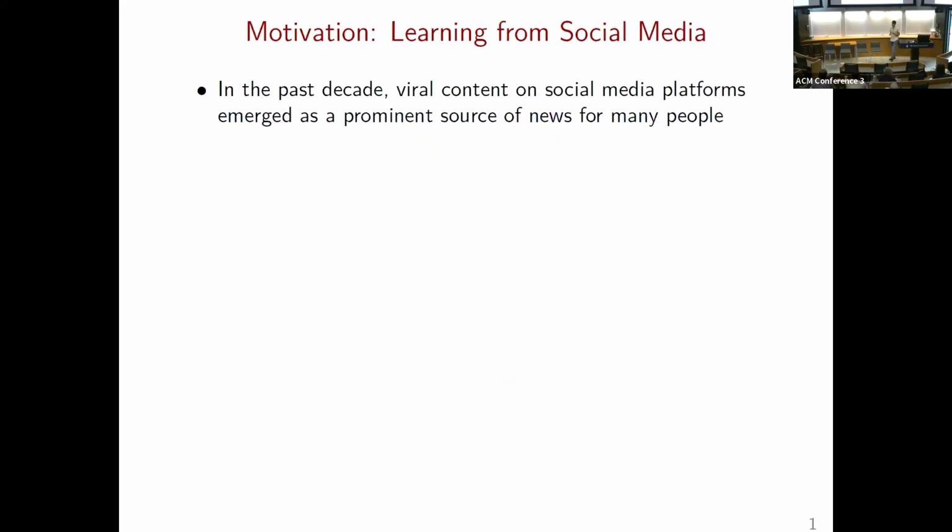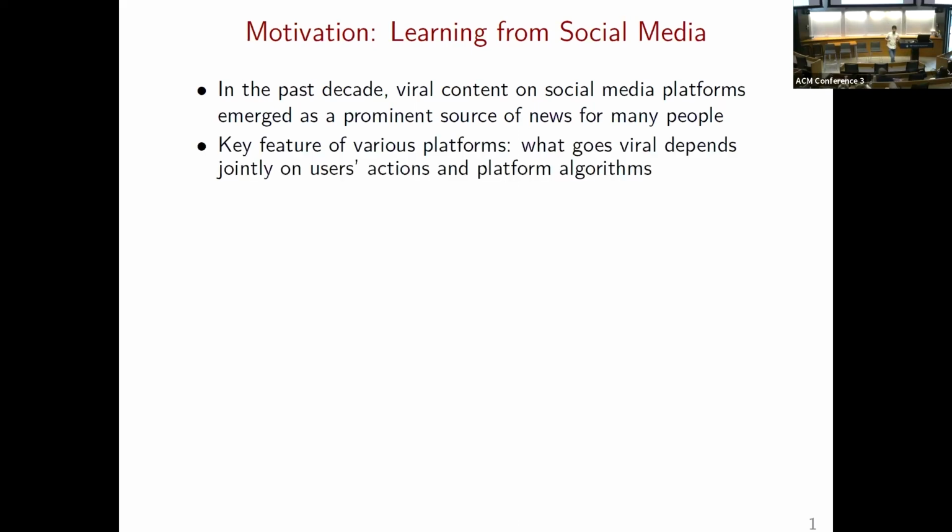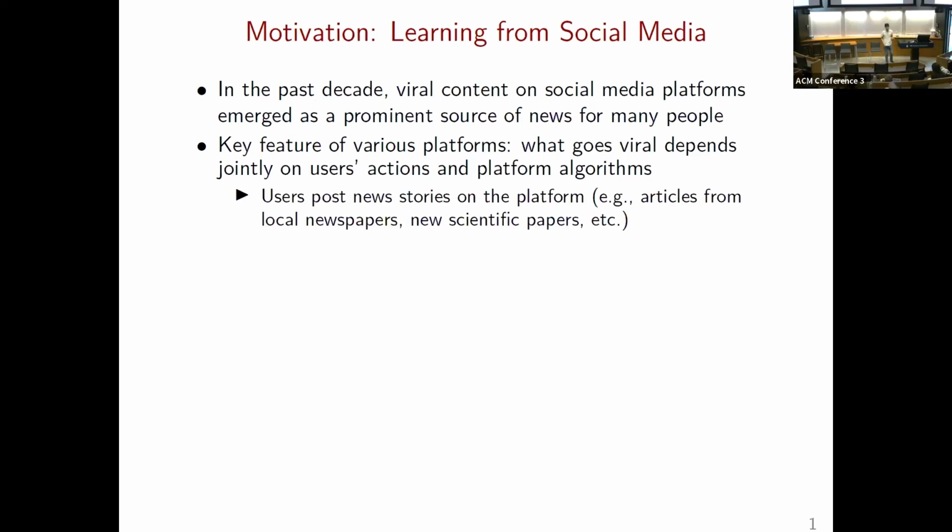Okay, so starting point for this, I think it won't surprise anyone here, probably anywhere, that the big way people get news about various issues now is content on social media, and particularly viral content on social media. And so an important question is what goes viral and how does that affect what people end up believing? A key feature of various types of social media platforms is that what goes viral depends jointly on decisions being made by users and also platform algorithms. So let me say a little more about what we mean by that.